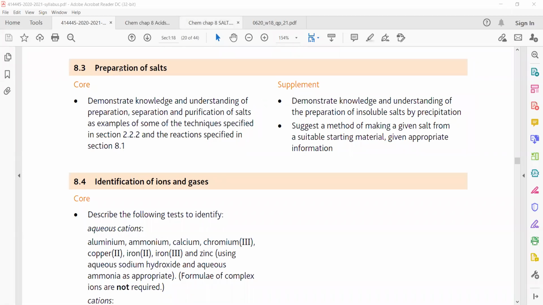Preparation of salts. Which method you use to prepare a salt depends on which kind of salt we are preparing.